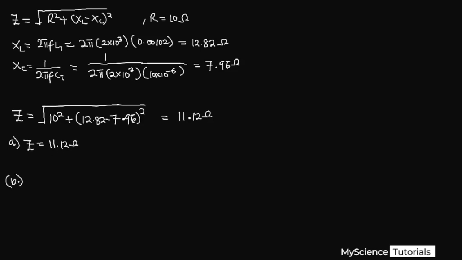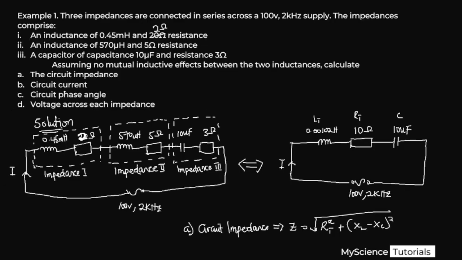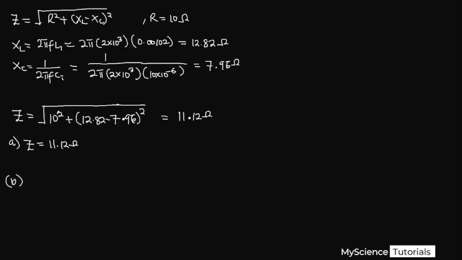Now let's go ahead and look at the B aspect of this question. The B aspect says we should find the current, or the circuit current. So the circuit current.